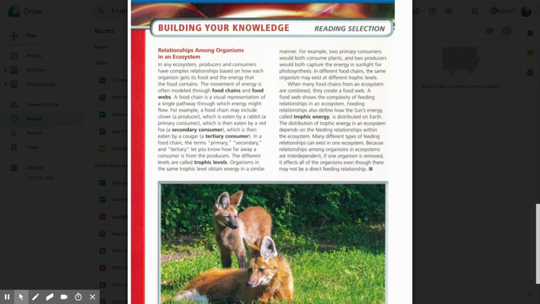Feeding relationships also define how the sun's energy, called trophic energy, is distributed on Earth. The distribution of trophic energy in an ecosystem depends on the feeding relationships within the ecosystem. Many different types of feeding relationships can exist in one ecosystem. Because relationships among organisms in ecosystems are interdependent, if an organism is removed, it affects all the organisms, even though they may not be directly feeding on each other.